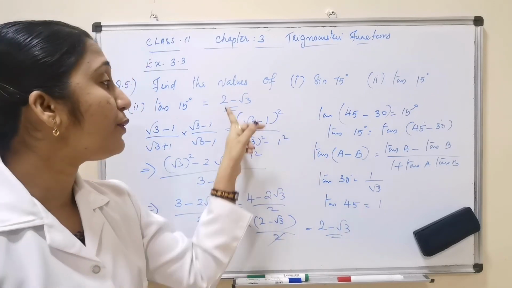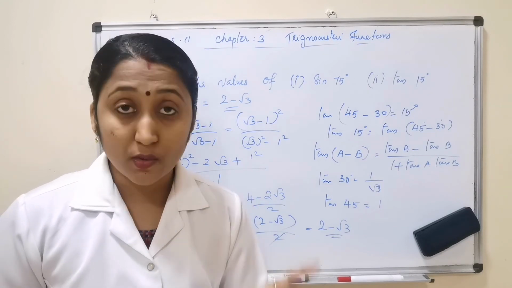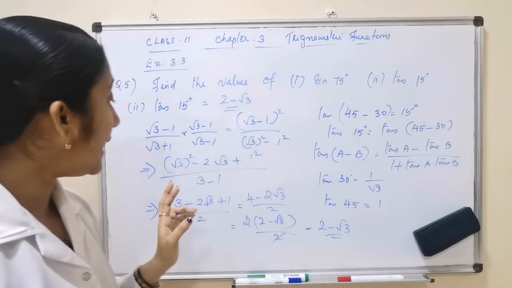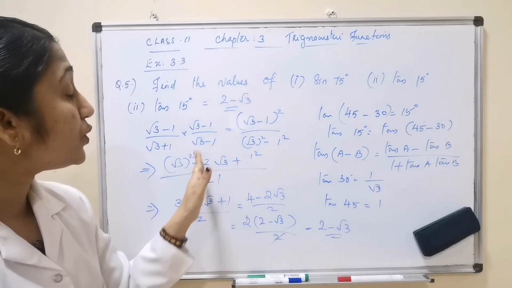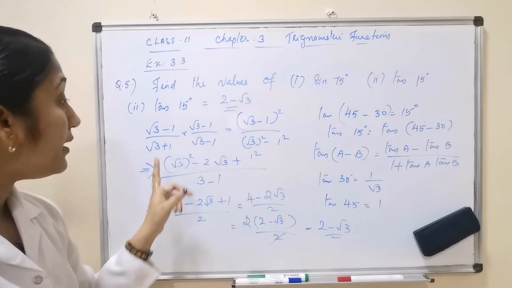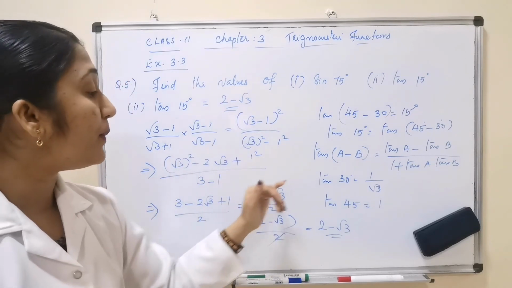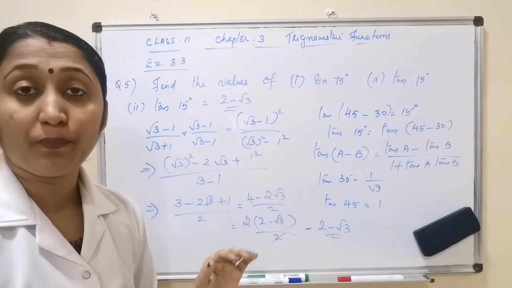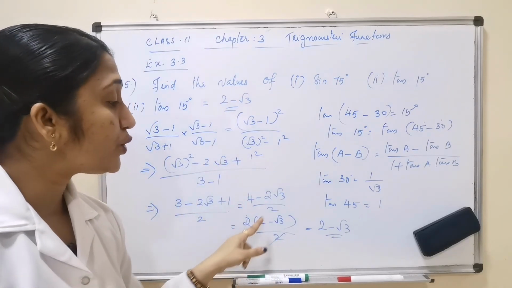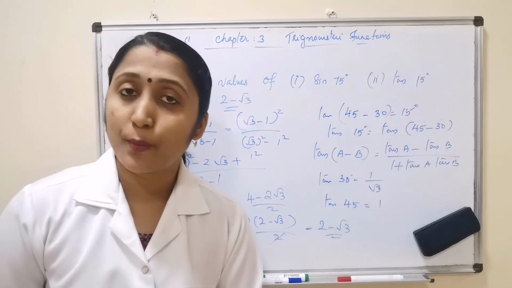So here we have to expand (a minus b) the whole square. What is (a minus b) the whole square? A square minus 2ab plus b square. Then (root 3) the whole square minus 2 root 3 plus 1 divided by 3 minus 1. Let us simplify. Root 3 the whole square is 3. 3 plus 1 is 4. So 4 minus 2 root 3 by 2. Here there is a common 2. Take it out. Then 2 into (2 minus root 3) by 2. The 2 will be cancelled. The answer will be 2 minus root 3.